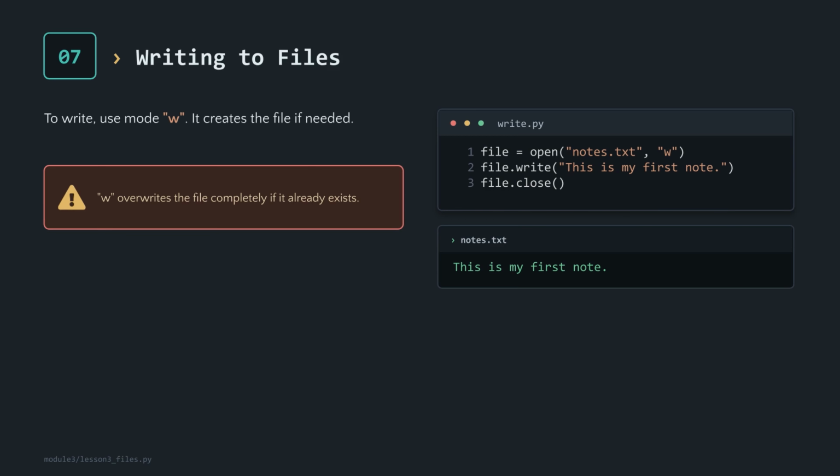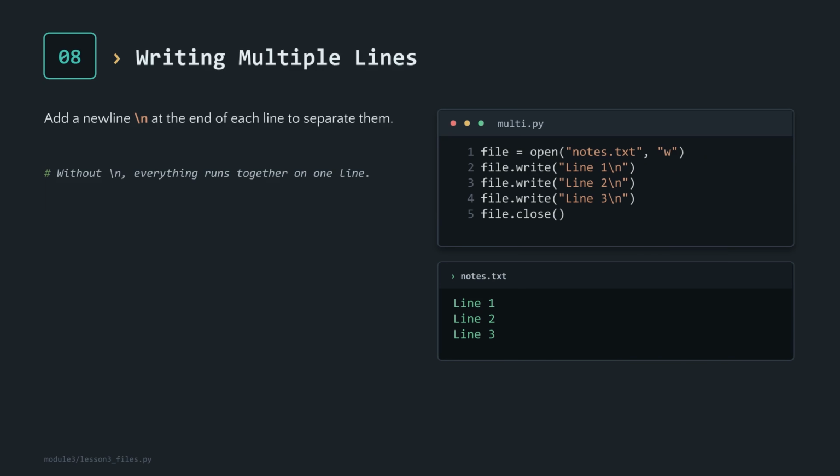To write to a file, use mode W. If the file doesn't exist, Python will create it for you. Just remember that W overwrites everything currently in the file. Always double-check your mode to ensure you don't accidentally erase valuable data. When writing multiple lines, don't forget the newline character, \n. Without it, all your strings will run together on a single line. Adding that character ensures your output is formatted exactly as you intend.